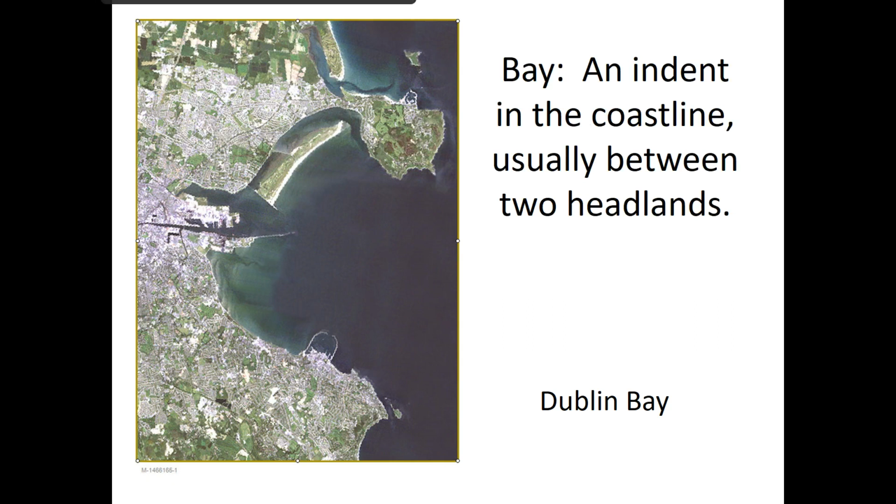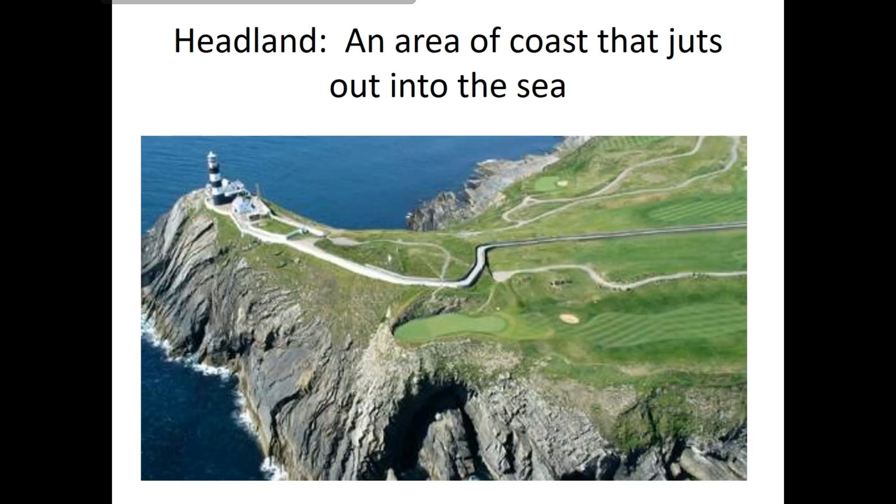So a bay, in geographical terms, is an indent in the coastline that's usually found between two headlands. And as I mentioned multiple times already, Dublin Bay is a good example of that. So it's an indent, it's where the coastline goes in. A headland then is the opposite. This is the area of coast that just juts out into the sea, and they normally have cliffs on either side of them. So we have to be able to talk about how these actually formed. So the headland, area of coast that juts out into the sea. The bay is the indent along the coast, usually found between two headlands.